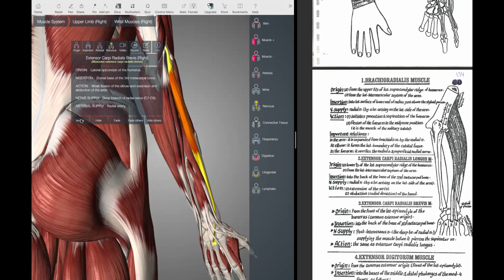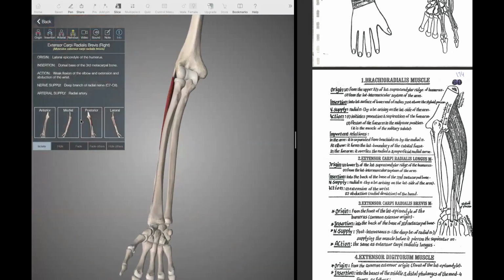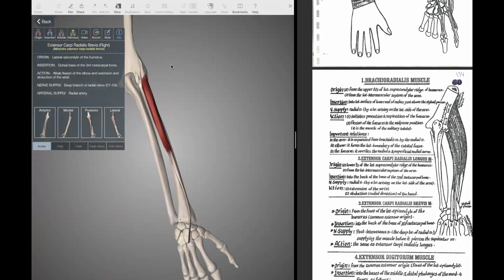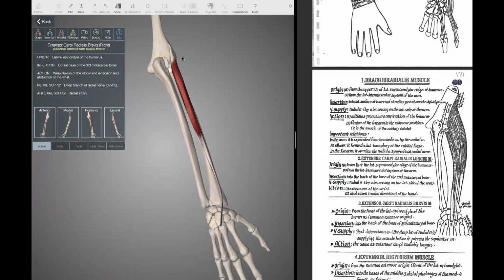All right. Brevis. Yes, we didn't do brevis. Extensor carpi radialis brevis. Origin from the lateral epicondyle, just like the longus. Insertion, dorsal base of the third metacarpal bone. The action, extension and abduction of the wrist, of course. It will extend the wrist and it will abduct it.